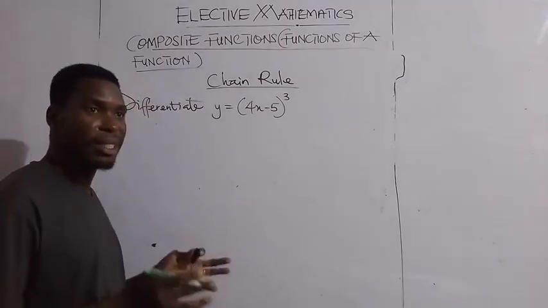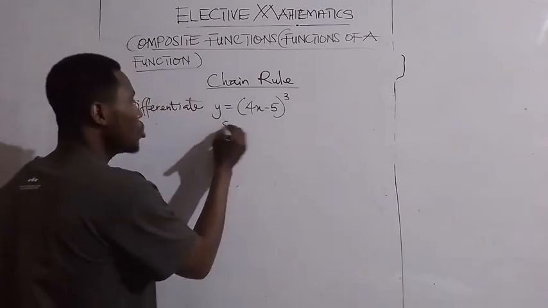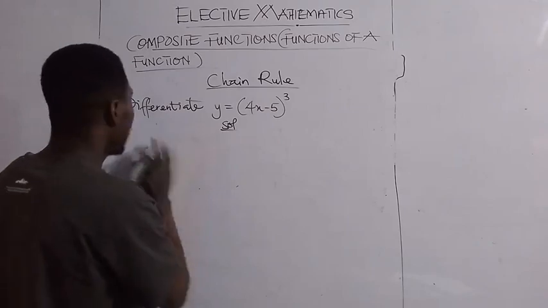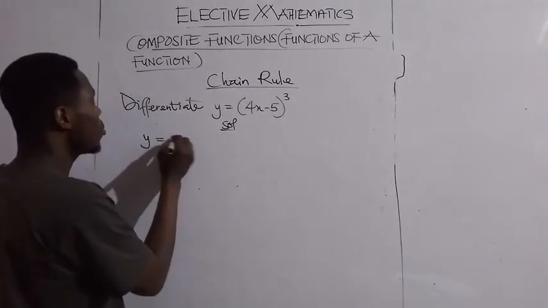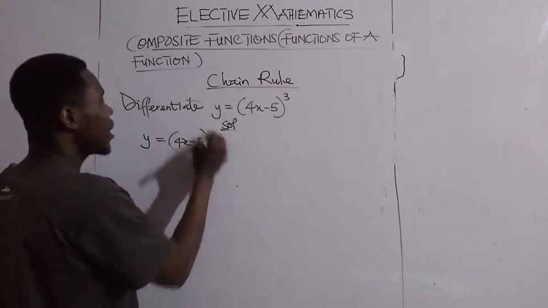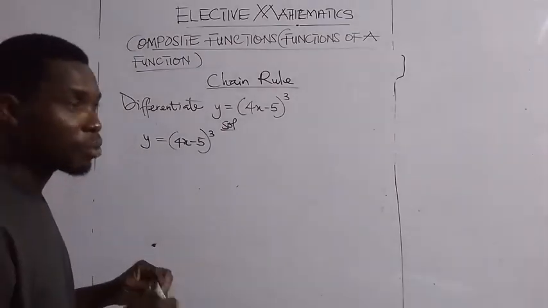There's nothing that we can do. We just have to go and use the chain rule. So, solution: we repeat the question. y is equal to (4x minus 5) to the exponent 3.